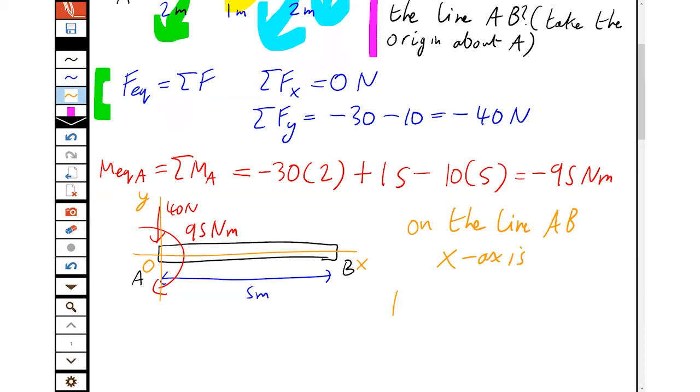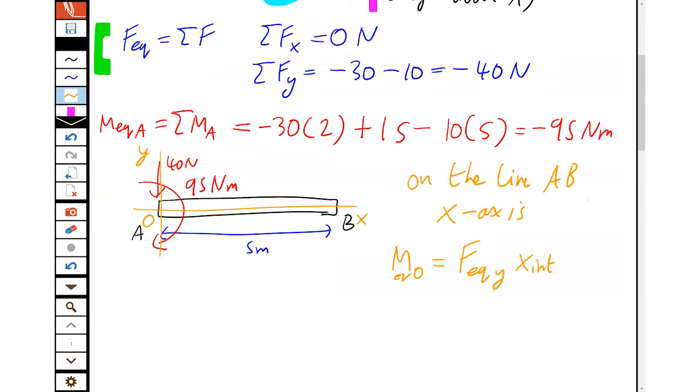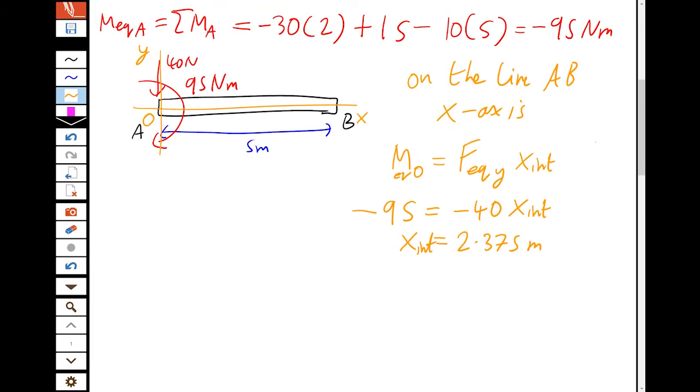So the total moment around the origin is the total equivalent force, y component, times the x-intercept. And we have those already, which is nice. So minus 95 Newton meters is equal to minus 40 times the x-intercept. So the x-intercept is 2.375 meters. And that makes sense.